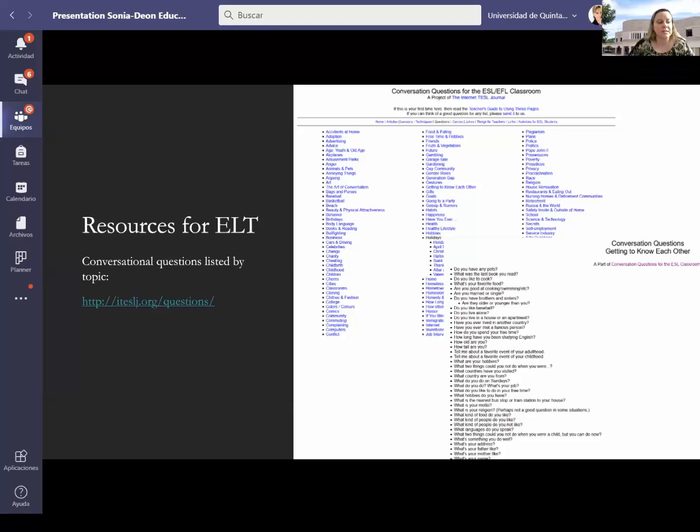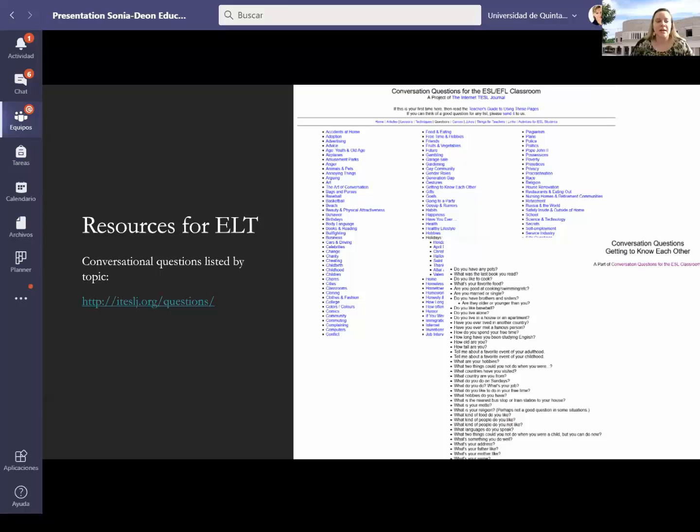You can also see there, I'm not sure if you can see the resource, but as you go in, you'll see that there are some more basic level questions that require basic grammar structures and vocabulary, like do you have any pets? And then, for example, some more advanced ones like what 2 things could you not do when you were a child, but that you can do now, right?